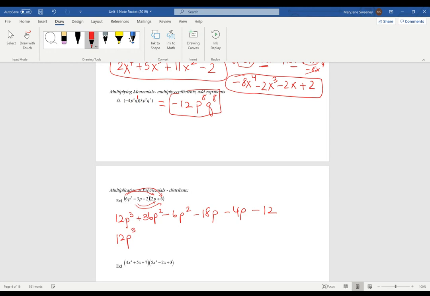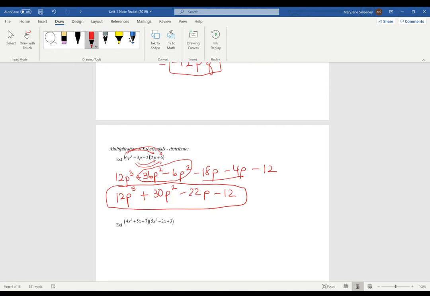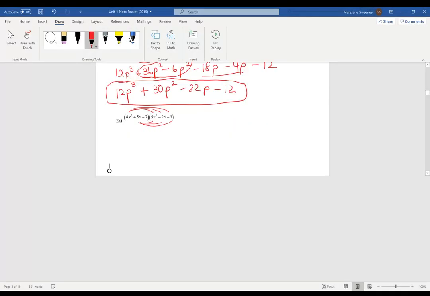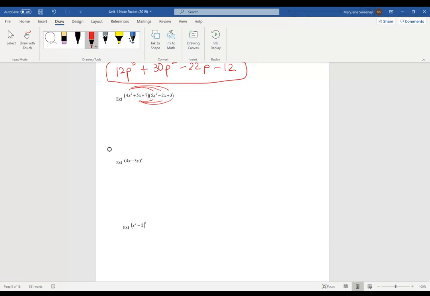Then it just becomes what we were doing before, which is combining like terms. So this is plus 30p squared. These are minus 22p minus 12. Next one would be the same thing, except here you're distributing to 1, 2, 3. Here you're distributing 1, 2, 3, and same thing with the 7. I'm going to skip that one.